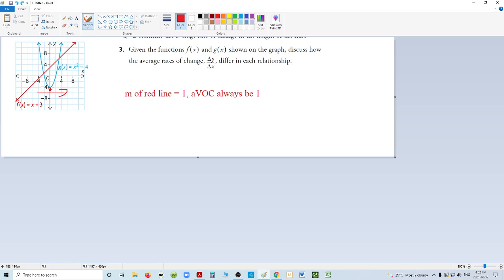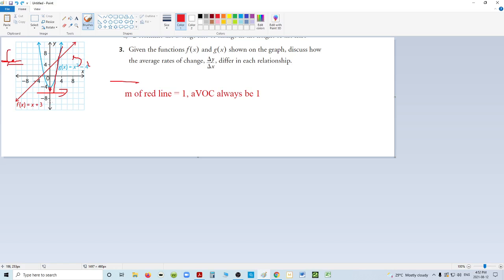So this is called intervals of change, actually. And that means on the left side of the vertex, I have decreasing intervals of change. And on the right side, I have increasing rate of change. Positive, increasing. Negative, decreasing. And that's how they differ.